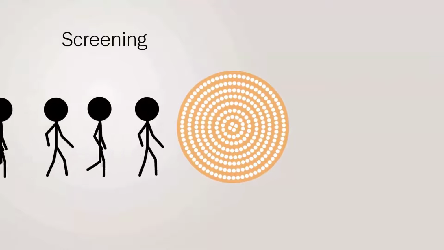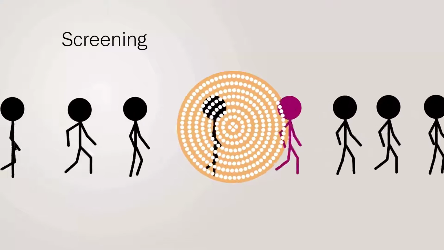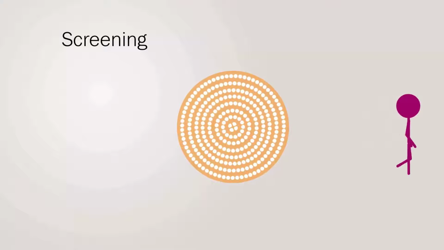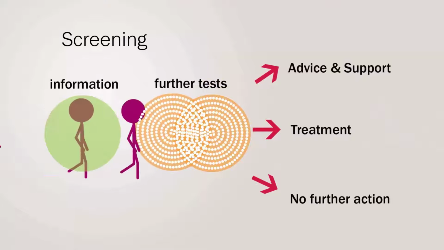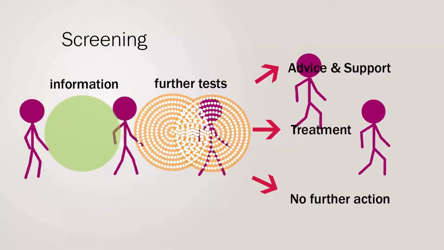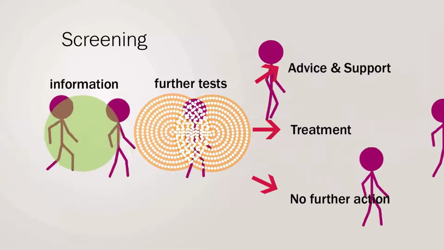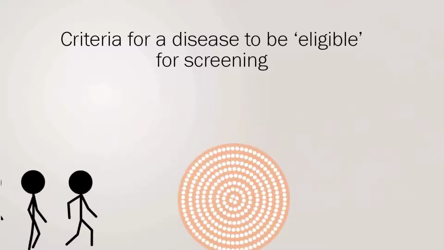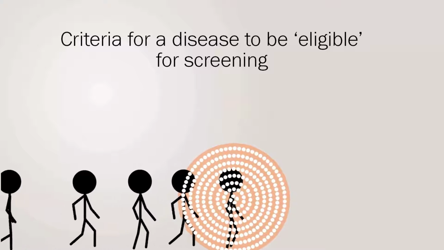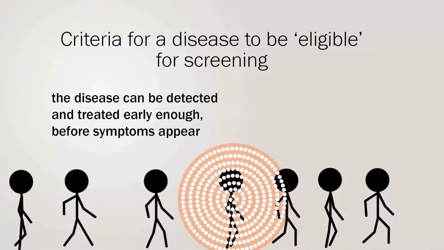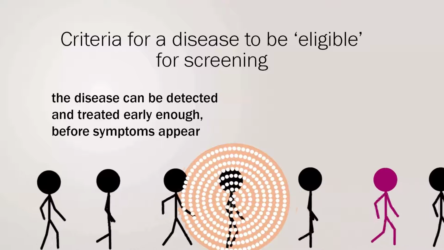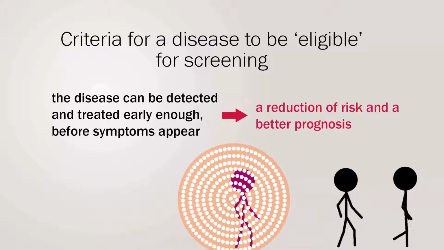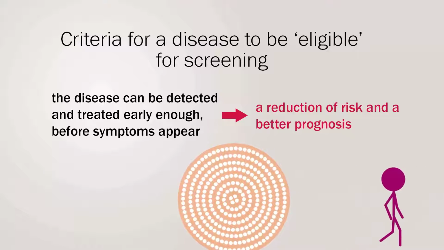What is screening? Screening is the process of identifying apparently healthy people in a population who might be at increased risk of a disease or condition. These people can then be offered information, further tests, and appropriate treatment to reduce the risk and/or any complications arising from the disease or condition. For a disease to be eligible for screening, certain criteria have to be fulfilled. The main one is that the disease can be detected and treated early enough before symptoms appear. This will result in a reduction of risk and a better prognosis.